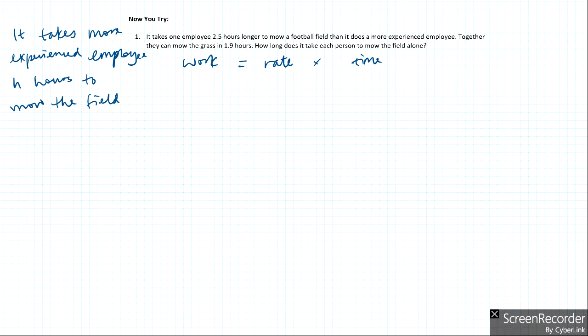And I chose to use the more experienced employee's time as the variable because I want to work with addition instead of just subtraction when I define the other time. So if I know the hours it takes one employee is 2.5 hours longer, then I can say the less experienced employee would take H plus 2.5 hours. And this is a completely personal choice as to which one you want to define as the base variable, and just use operation based off of that.